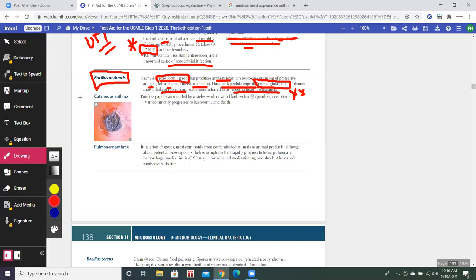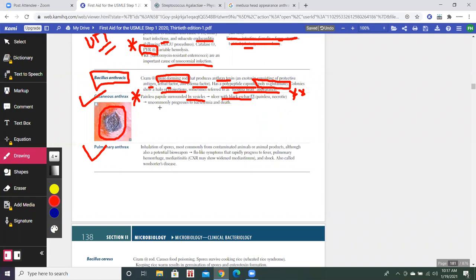There are two types of anthrax that can happen. First of all is cutaneous, another one is pulmonary. Cutaneous anthrax is this type of anthrax. As you can see, it's a painless papule surrounded by vesicles. This is exactly how they will ask you the question, that you have a patient who is a farmer. Always remember, the patient is a farmer, will come with papule surrounded by vesicles and ulcer with a black eschar over here. That black eschar is painless and it's necrotic.